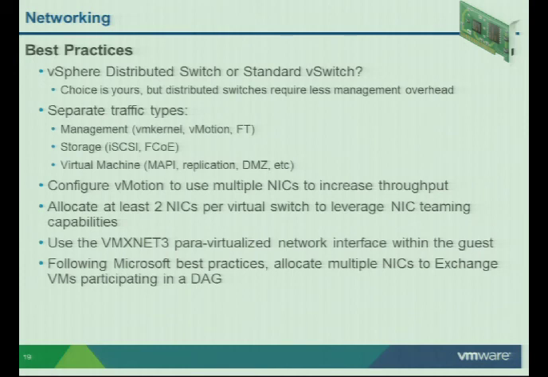Microsoft supports a single NIC for the DAG node. It recommends 2 NICs. We recommend 2 NICs. Just in working with Exchange, I've seen some anomalies where the VMs only have 1 NIC. So we recommend 2, and separate the traffic types, right?